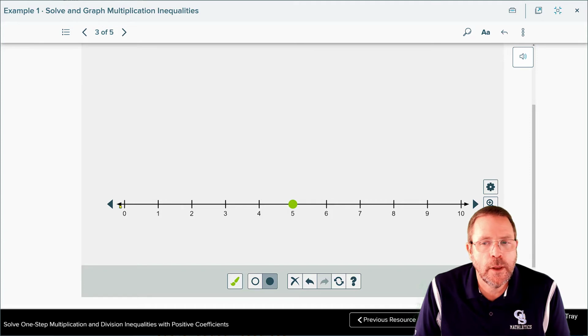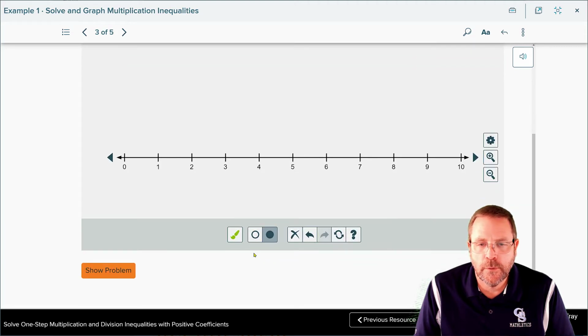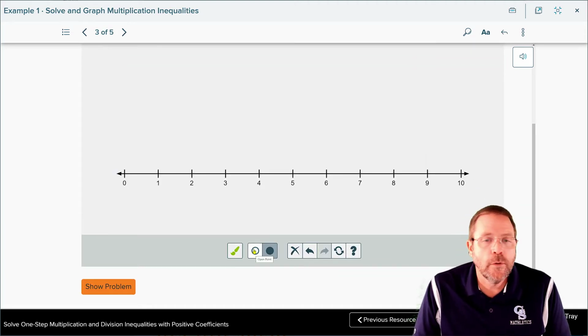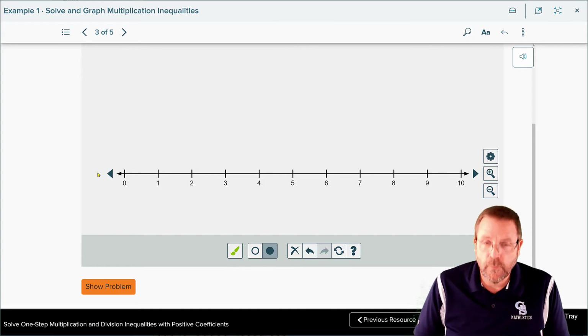So how am I going to do that? Drag the point to the end. Nope, that sure didn't work. Well, clearly this one doesn't want to play nice, but what you would have is a solid circle here with your arrow going all the way to the left-hand side. Sorry it won't work on the computer.